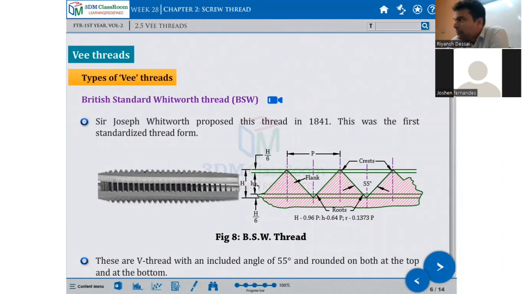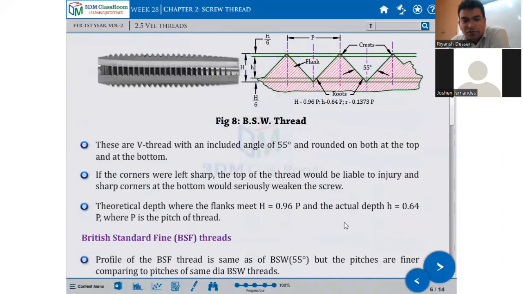दोन्ही top आणि bottom मध्ये कर्व केले ते कट करतो ही हाईट देतो. So H is 0.96 pitch. This other small h is 0.64 pitch and r is 0.1373 pitch. These are some standard values they are given.